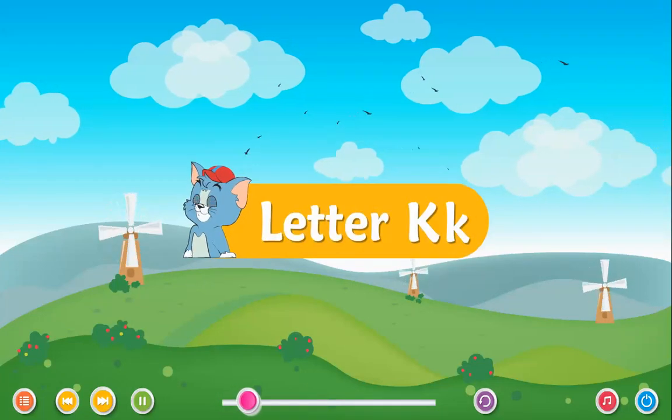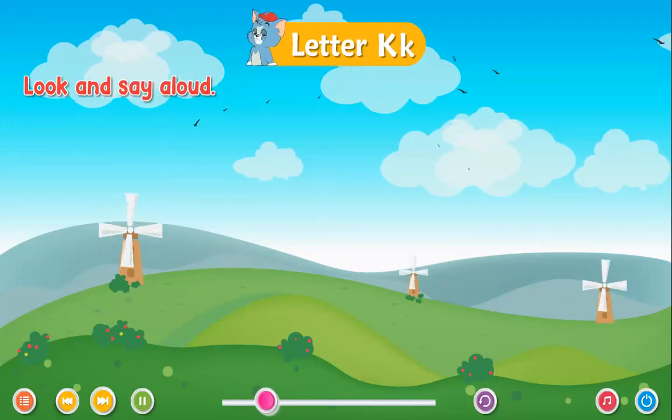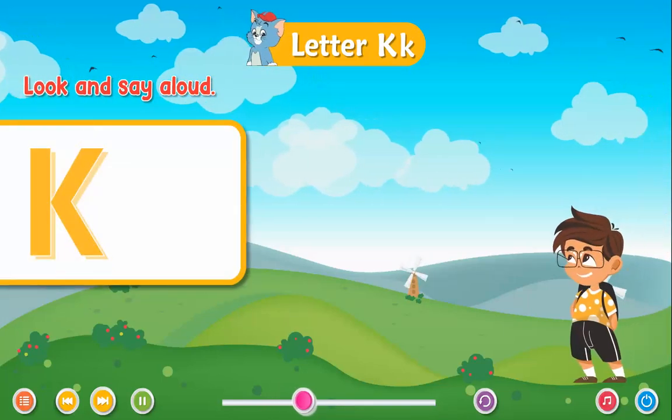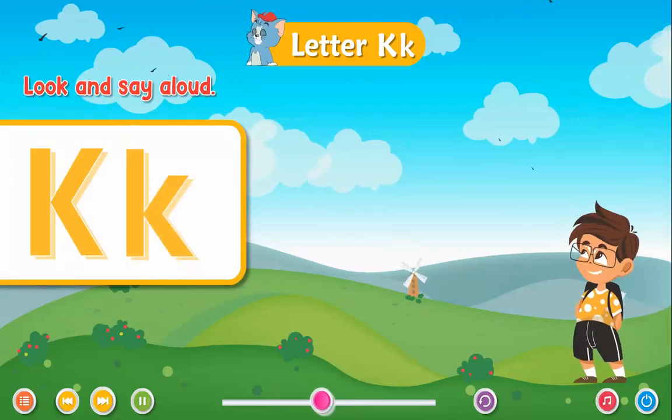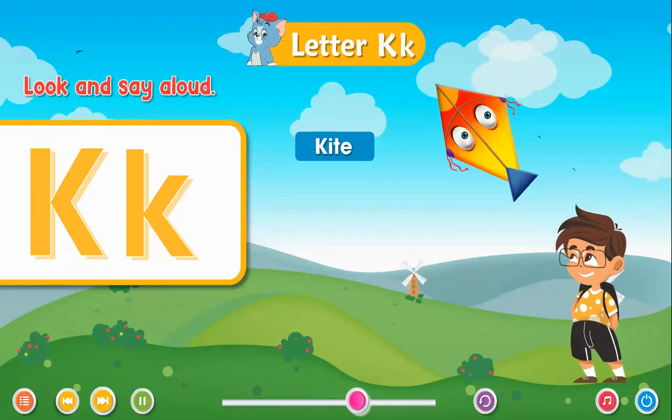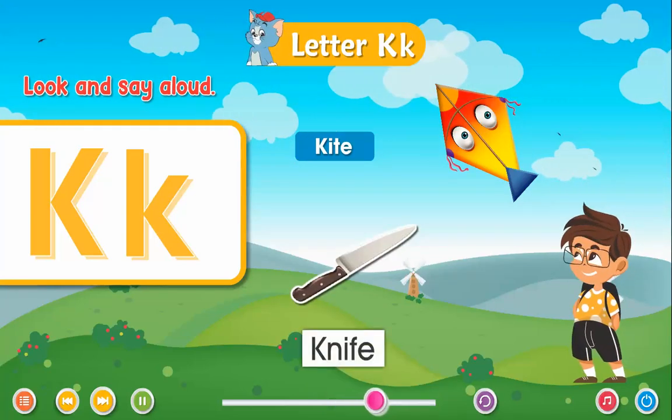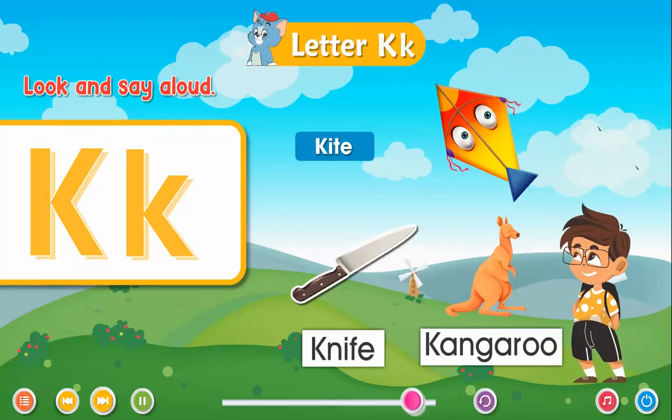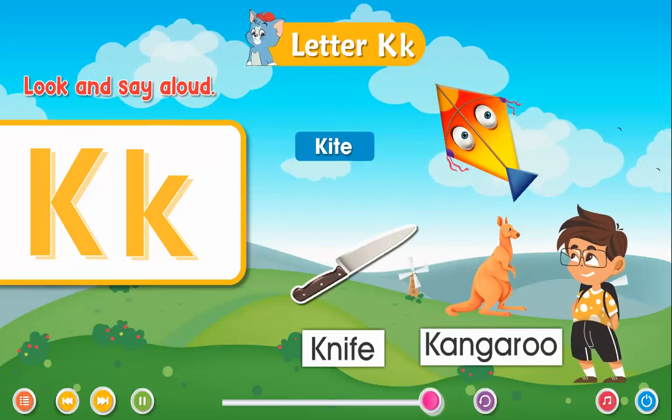Letter K. Look and say aloud. Letter capital K, small k. K for kite. K for knife. K for kangaroo. Trace the letter.